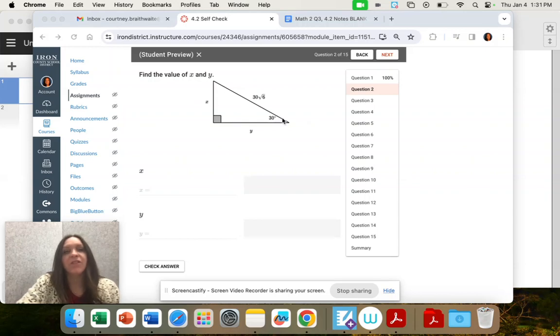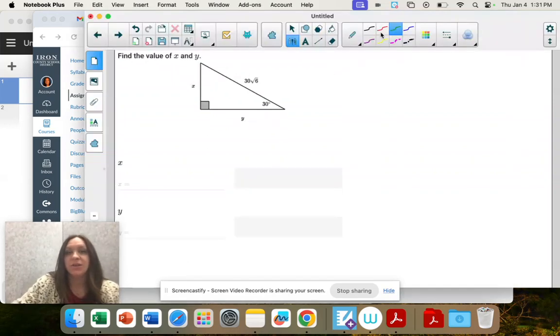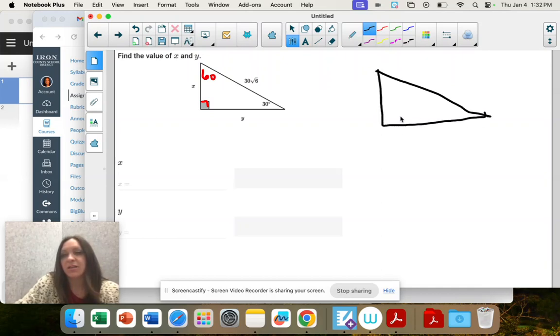Question 2, find the value of x and y. And we have a 30, 60, 90 triangle. Just remember, all angles add to 180. So if this is 90, that's 30. This must be 60. So I'm going to redraw our triangle and go over the proportions again.